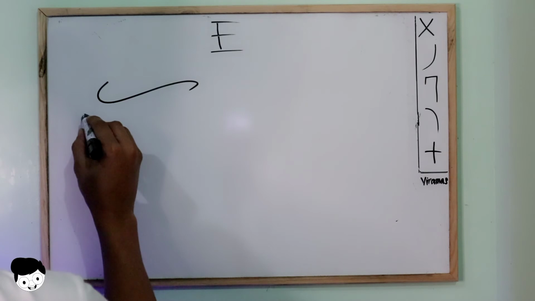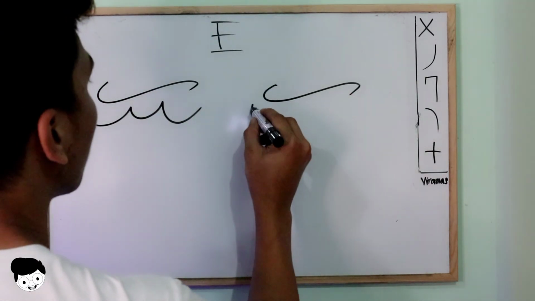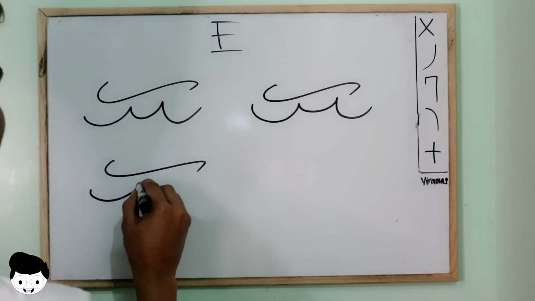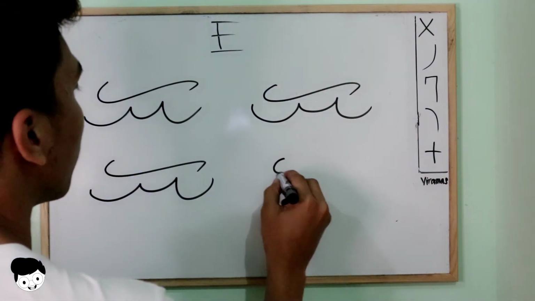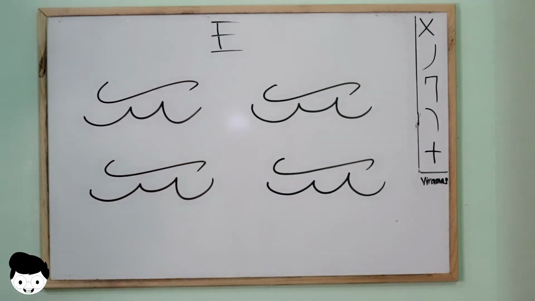1, 2, 1, 2, 3. 1, 2, 1, 2, 3. And then 1, 2, 1, 2, 3. And then 1, 2, 1, 2, 3. And that ends our Baybayin tutorial for characters A and E ng Baybayin.